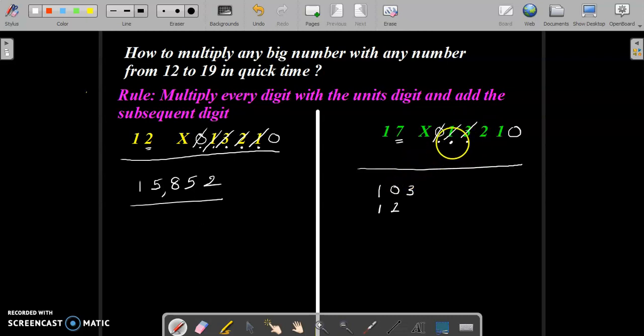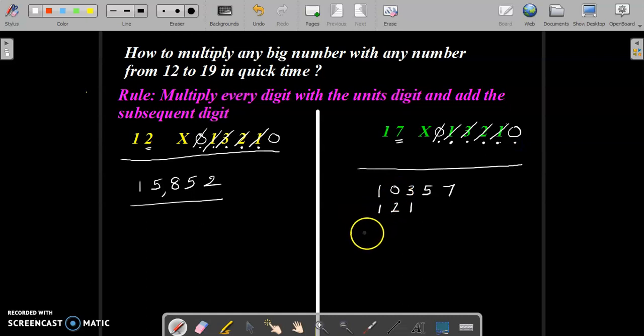Now go for 2. 7 2s are 14. 14 plus 1 is 15. So write 5 here in its place and carry the 1 to the preceding digit. So you have done this 2 also. Cancel the 2. Now multiply 1. 7 ones are 7. If you add 0, you are getting 7 only. So you cancel 1 also. You have multiplied all the digits. Now if you multiply 7 with 0, it is 0, no problem.